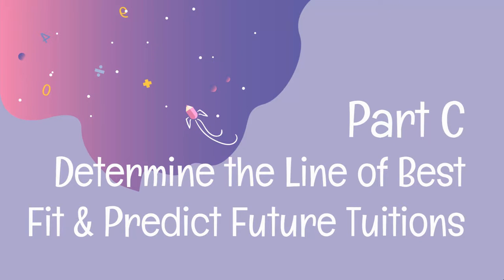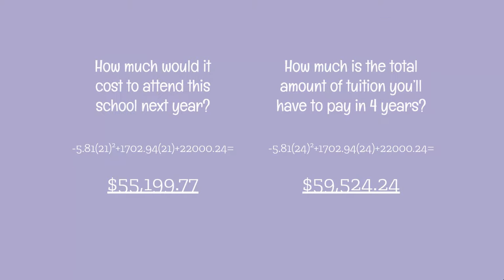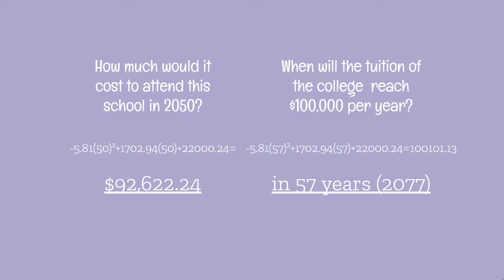Now for Part C, where we determine the line of best fit and predict future tuitions. In this case, the quadratic line is the best fitting for this set of data since its coefficient of determination value is the highest. Now after calculations, I can predict that it will cost $55,199.77 to attend the school next year, and $59,524.24 to attend 4 years. In 2050, the cost will be $92,622.24. The tuition will reach $100,000 in 57 years, that being 2077.